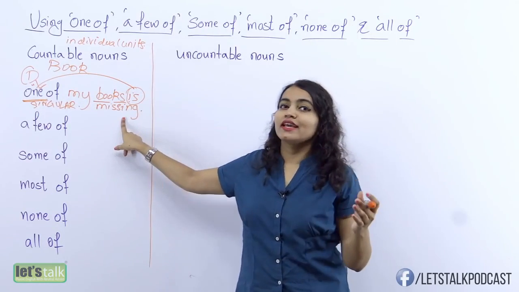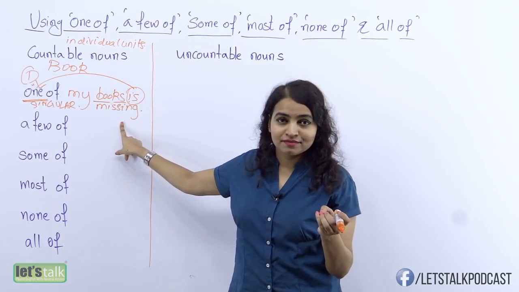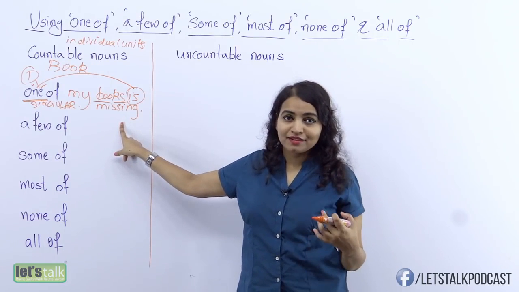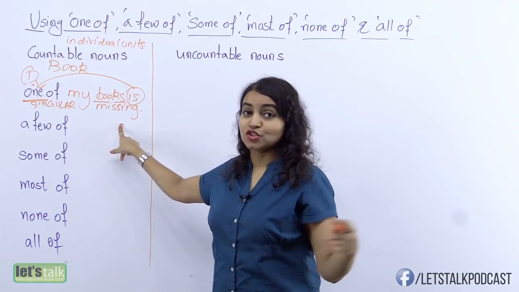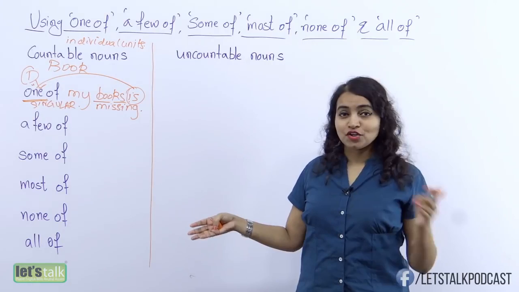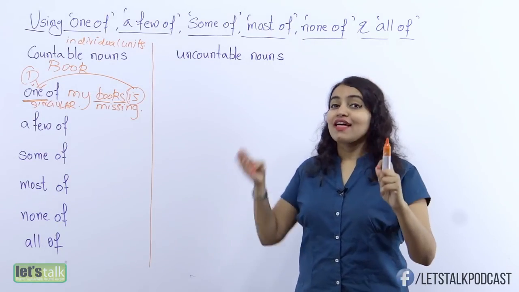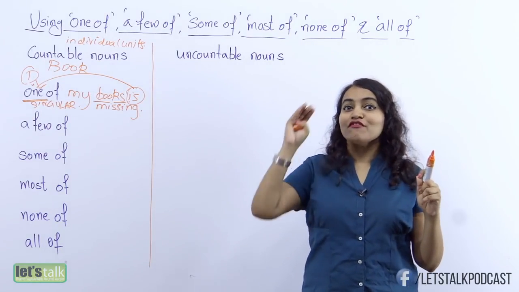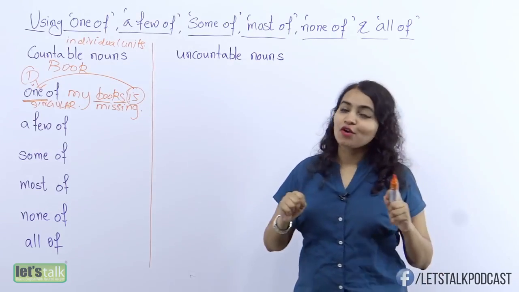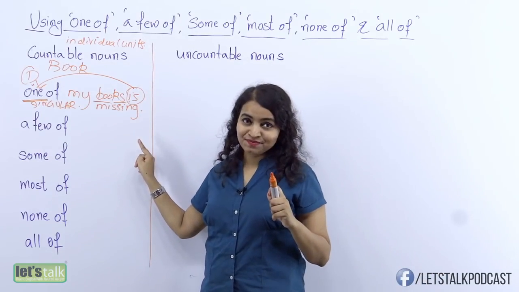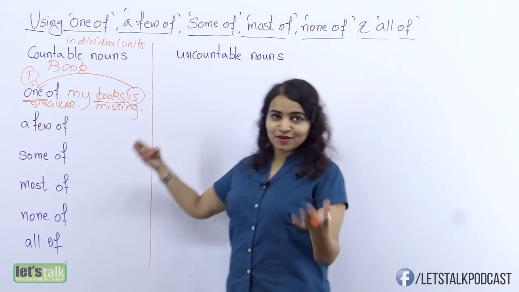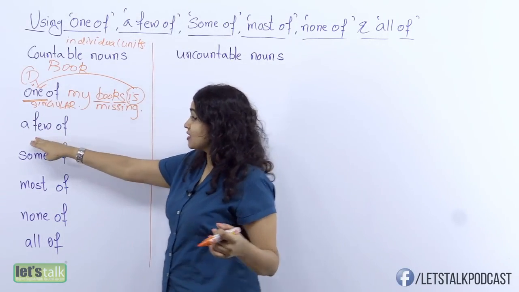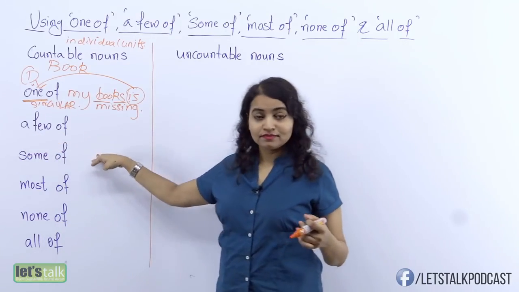So you will never say one of my friend is calling me. You will say one of my friends is calling me, because you have many friends, but you're talking about just one friend, and therefore, even though you have friends, you will always follow that with an is. Okay? Now, how about using the other expressions or the other words like a few of?